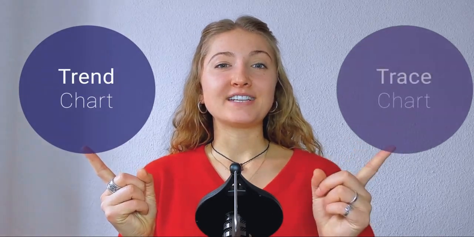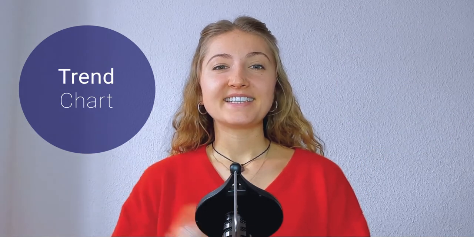eDESIGN provides two types of chart views, a trend and a trace chart. The trend diagram is a view that shows the history of formal values in a chart. The trace chart shows online values which are currently present on a connected PLC. But first we have a look at the trace.